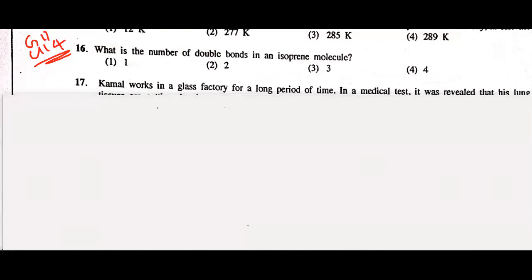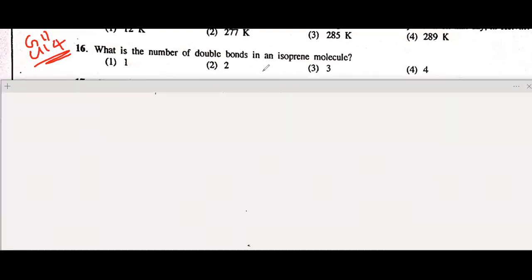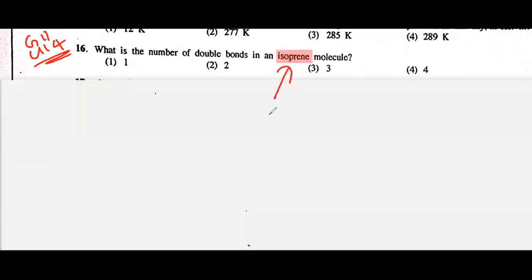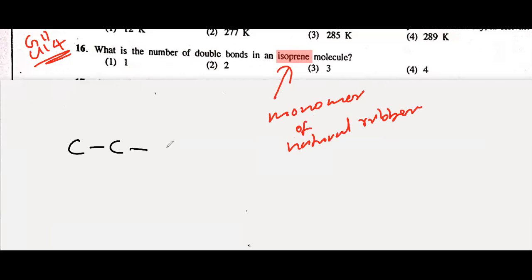Isoprene is the basic unit of natural rubber. Please write here, isoprene, and highlight it, everyone. Isoprene is the basic unit, or the monomer, of natural rubber. Chemical structure they have not asked, but without knowing the chemical structure, you can't tell this. Actually, this is called 2-methyl-1,3-butadiene. There are 4 carbon atoms, right?